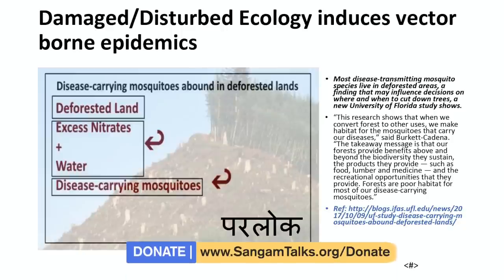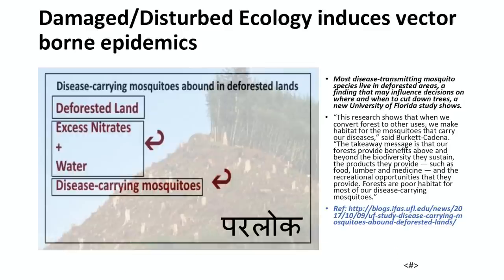There is research which says that damaged or disturbed ecology induces vector-borne epidemics. It says that near deforested land, you will find the most disease-carrying mosquitoes. That is because of excess nitrates in the water. Since the trees are cut, that excess nitrate is now in the land, not consumed by the trees. And when it goes into the water, it promotes the disease-carrying mosquitoes.